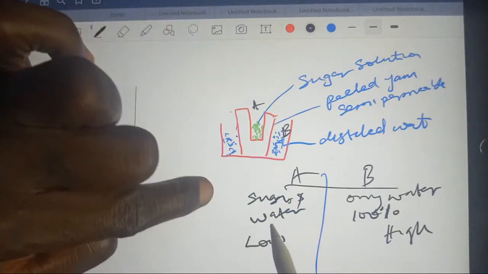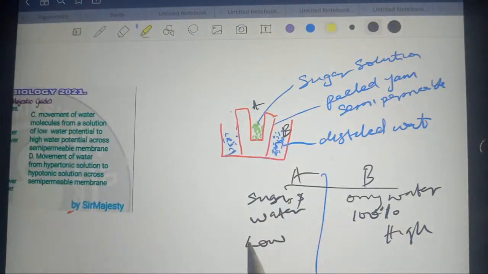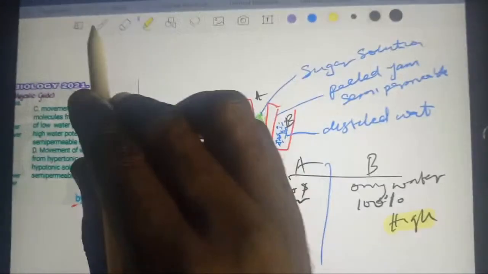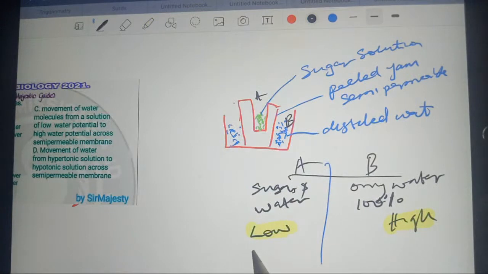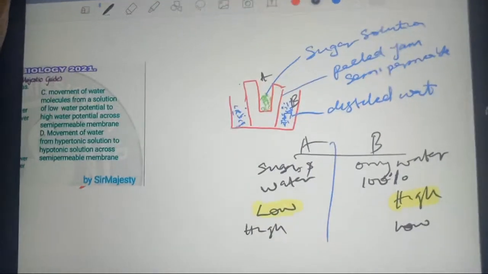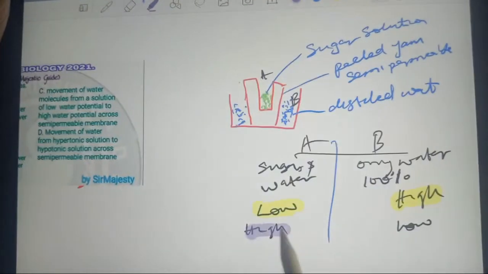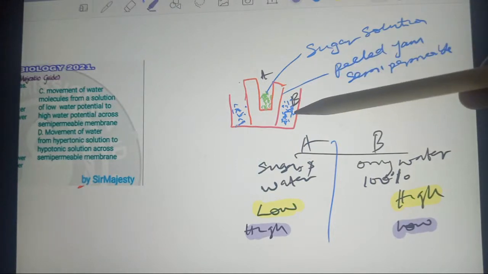But solute concentration in A is high. Watch it. This one highlighted in yellow is for concentration of solvent. But when we have another condition for solute, let's say sugar here, the concentration of sugar here is high and the concentration of sugar here is low. Why? Because there is no sugar here at all. So in this case, the purple highlight is for sugar concentration, while the one highlighted in yellow means water concentration. Remember, I'm describing your osmosis setup.